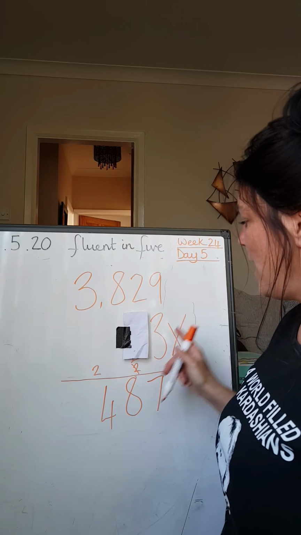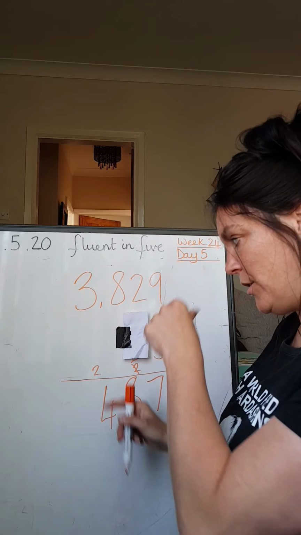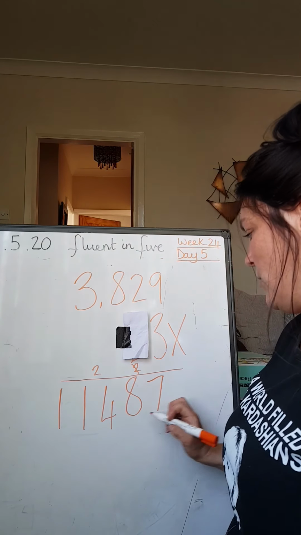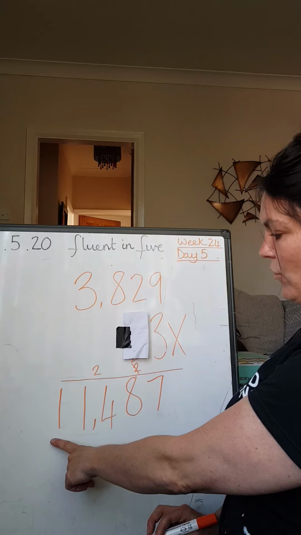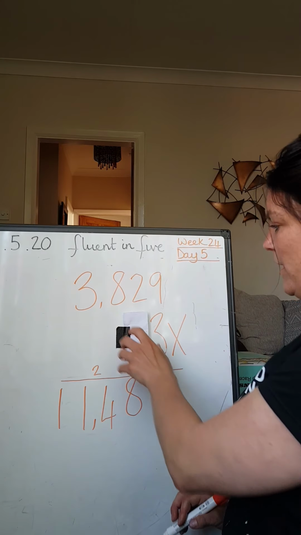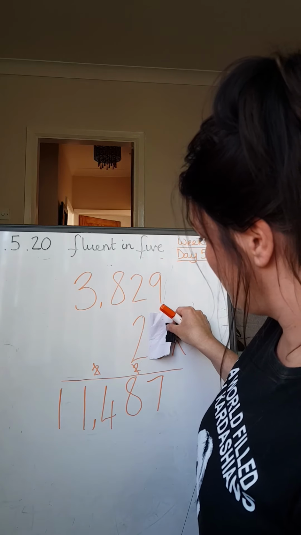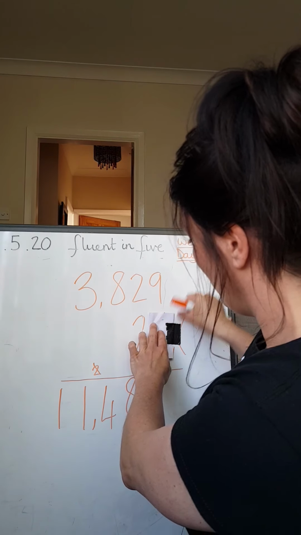And then I've got 3 times 3, which is 9. Add the 2, 10, 11. I'm going to start a new column. I've got no more maths to do. So actually, the answer to that row is 11,487. Okay, now I'm finished with the units column. I'm going to cover it over.